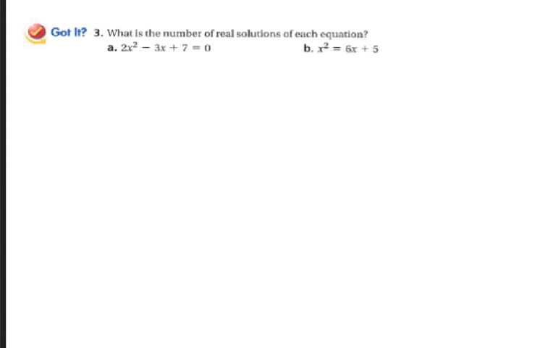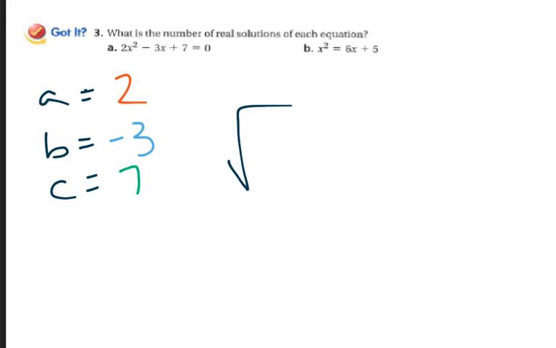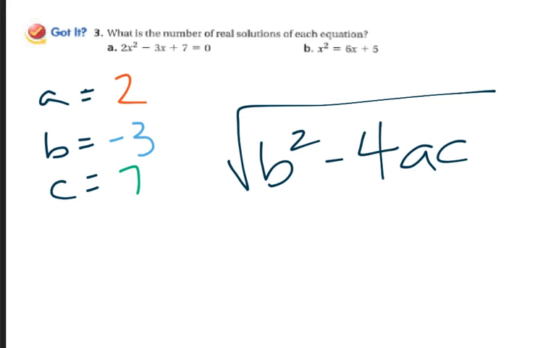Okay, so we're going to do a, b, and c, because we actually need all of those to be able to figure out the discriminant. So c is 7 and b is negative 3. We're only using the discriminant portion, which is b squared minus 4ac. We don't really care what the number is, we only care whether it's positive, 0, or negative.